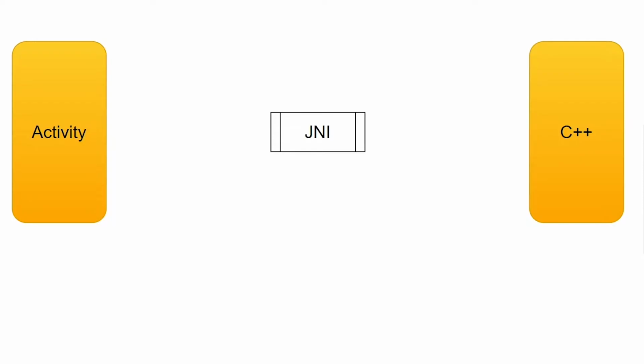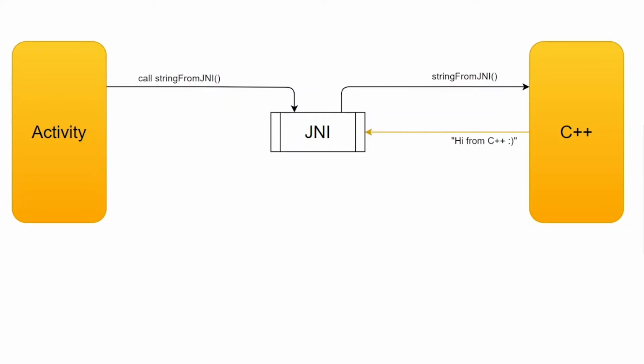In our example application, the first thing that we will do is call the C++ function from the activity. So activity will call the string from JNI function on the JNI bridge, and then JNI will call the string from JNI in the C++ class. And then after processing, the response will be returned to the JNI bridge, and then the JNI bridge will return the response to the activity, which will be shown to the user.